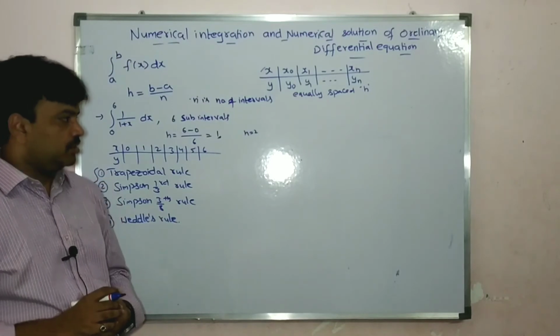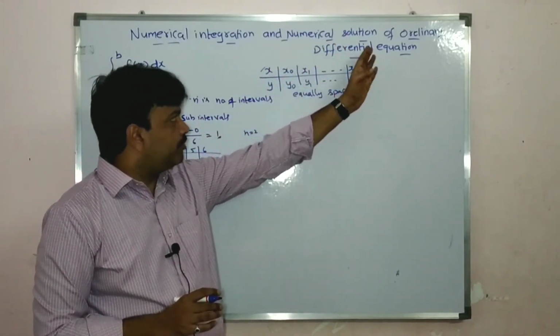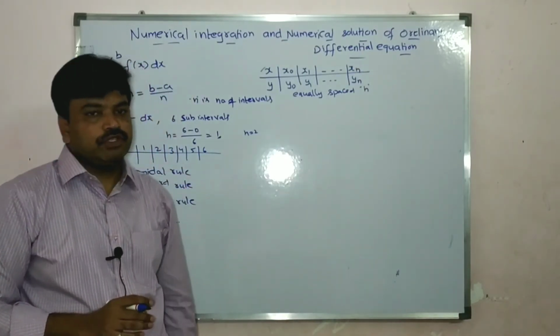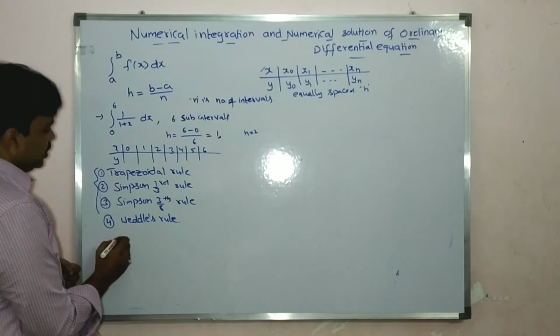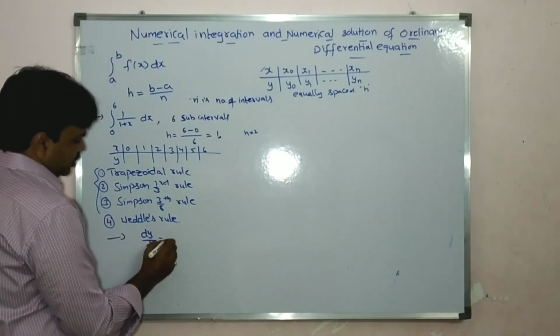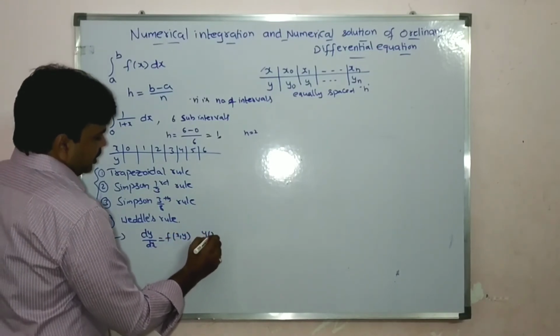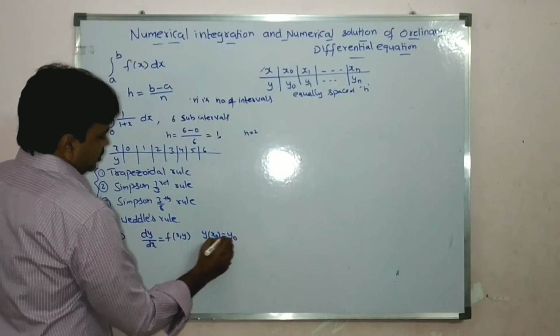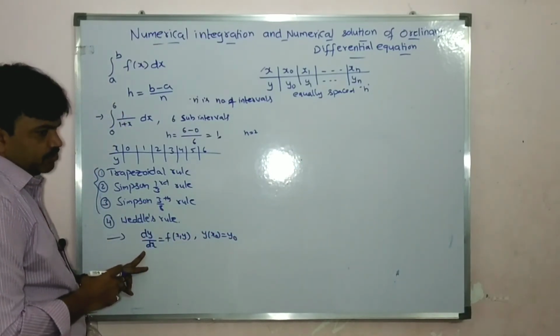In the next, what is our topic, students? Numerical solution of ordinary differential equation. Generally we know the differential equation form: dy by dx is equal to f of x, y. Here, given y at x0 is equal to y0, students. We solve this type of equation.